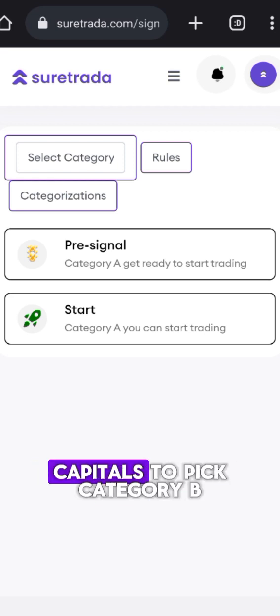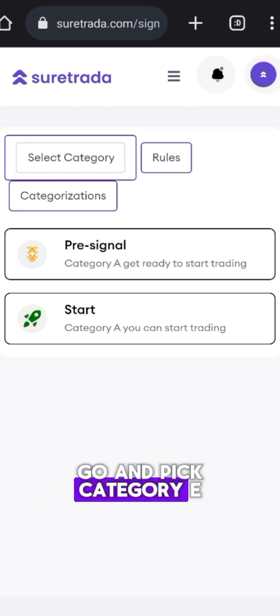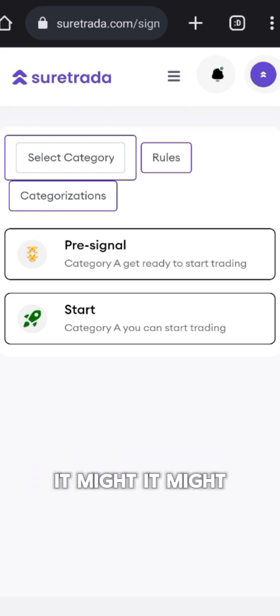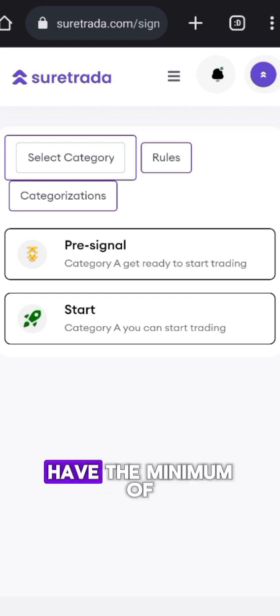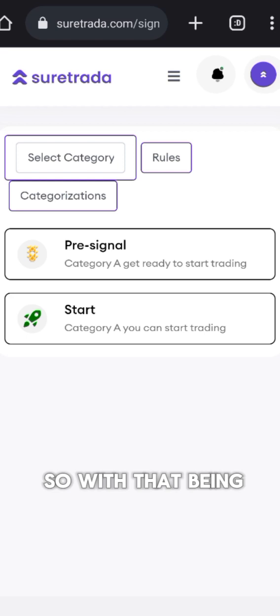Because they have enough capital to play category B, they think they can go and play category A. It will actually fail you at the time. It might not fail you sometimes, but it definitely fails you at the time. So it is a trade. So you are required to have that minimum of that money in order to profit. So with that being said about the category, let me explain how to stake.